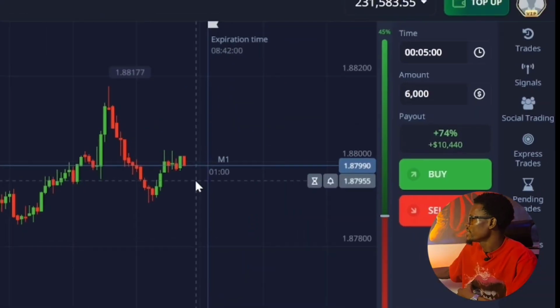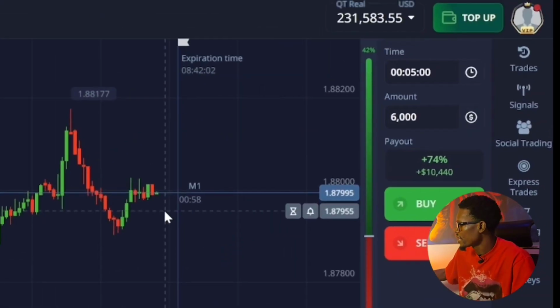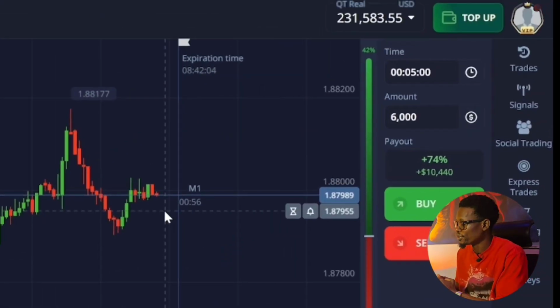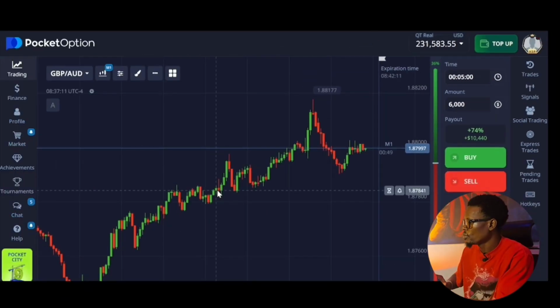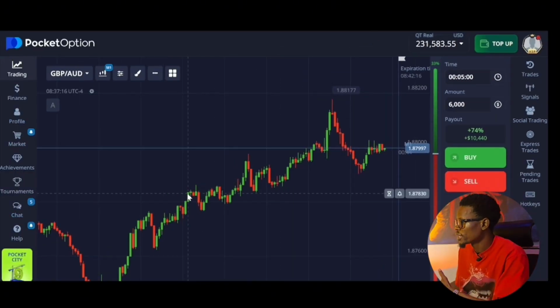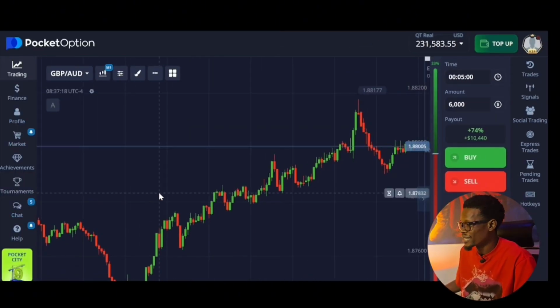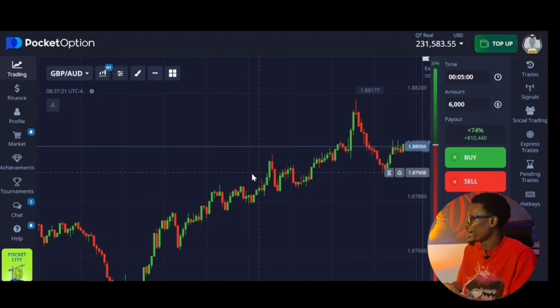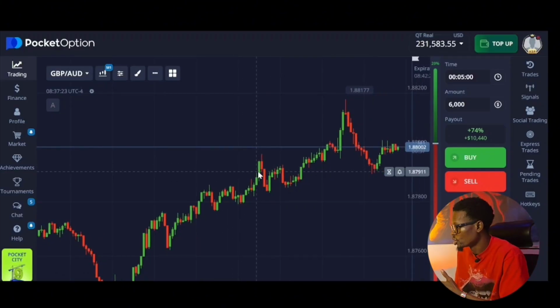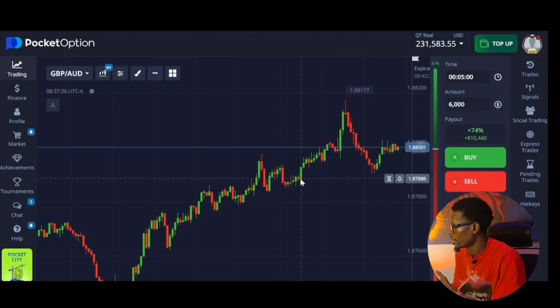As you can see right here, this is the 5-minute expiry. We are risking 6 grand, and every single candle you see on this chart represents 1 minute. First of all, we try to see what's going on with the chart, and then we will see what we can do. Looking at this chart, we can see obviously that on this very level we've had the buyers moving the price on the upside, but that is not enough for us to make any kind of decision.